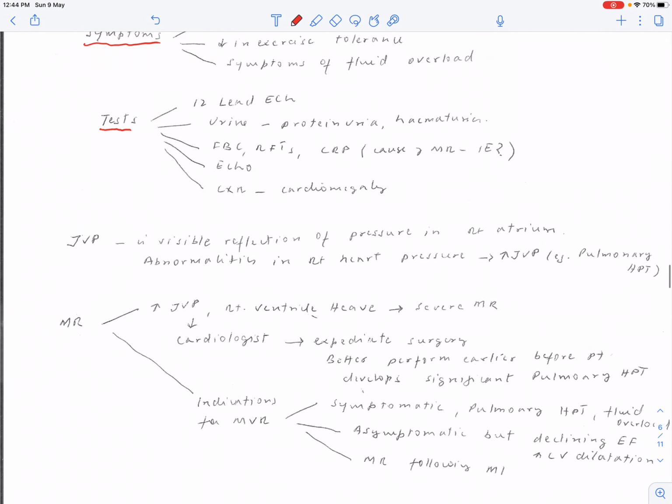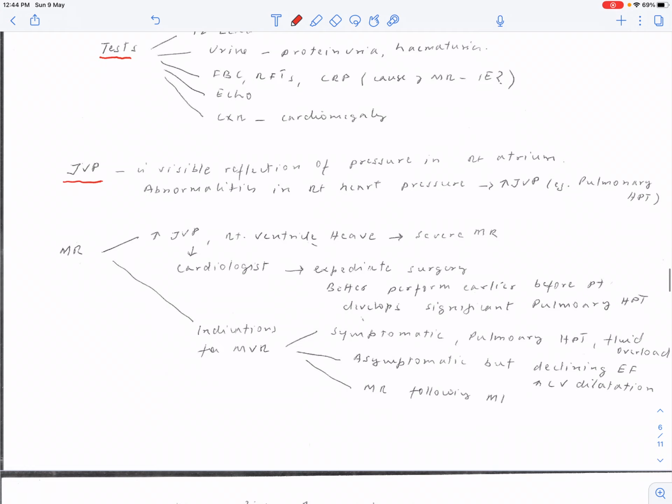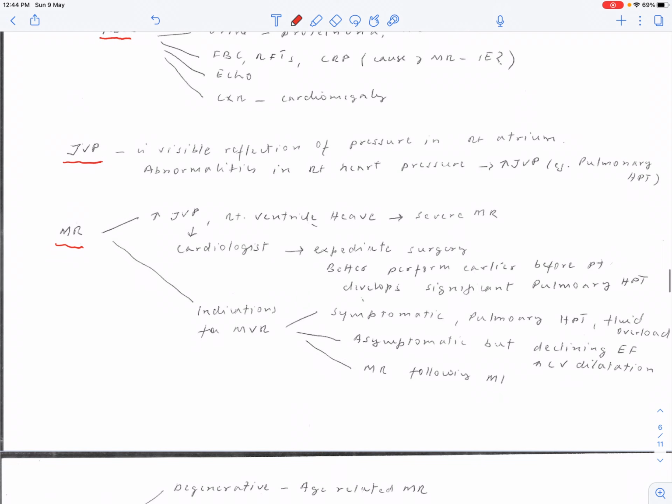The examiner may ask you what is the significance of the JVP? You can say that it is a visible reflection of pressure in the right atrium, and if there are abnormalities in right heart pressure, the JVP may be raised, like in pulmonary hypertension. So in case of mitral regurgitation, regarding the severity, if there is an increased JVP and a right ventricular heave, then it means the patient has severe MR.